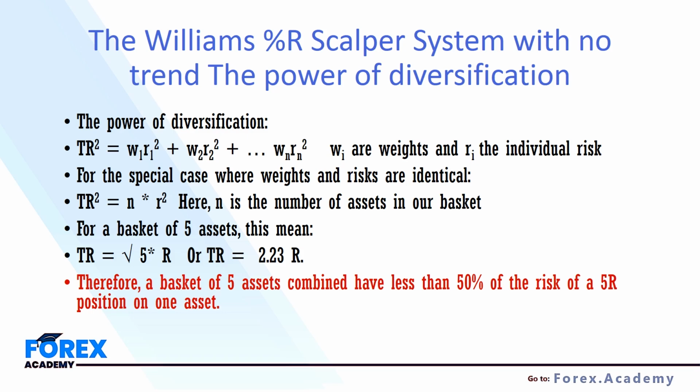For a basket of 5 assets, this means total risk is the square root of 5 multiplied by the individual risk r, or total risk is equal to 2.23 multiplied by individual risk r. Therefore, a basket of 5 assets combined have less than 50% the risk of a 5R position in one asset. Therefore, it is wise to have a basket of uncorrelated assets to reduce risk.